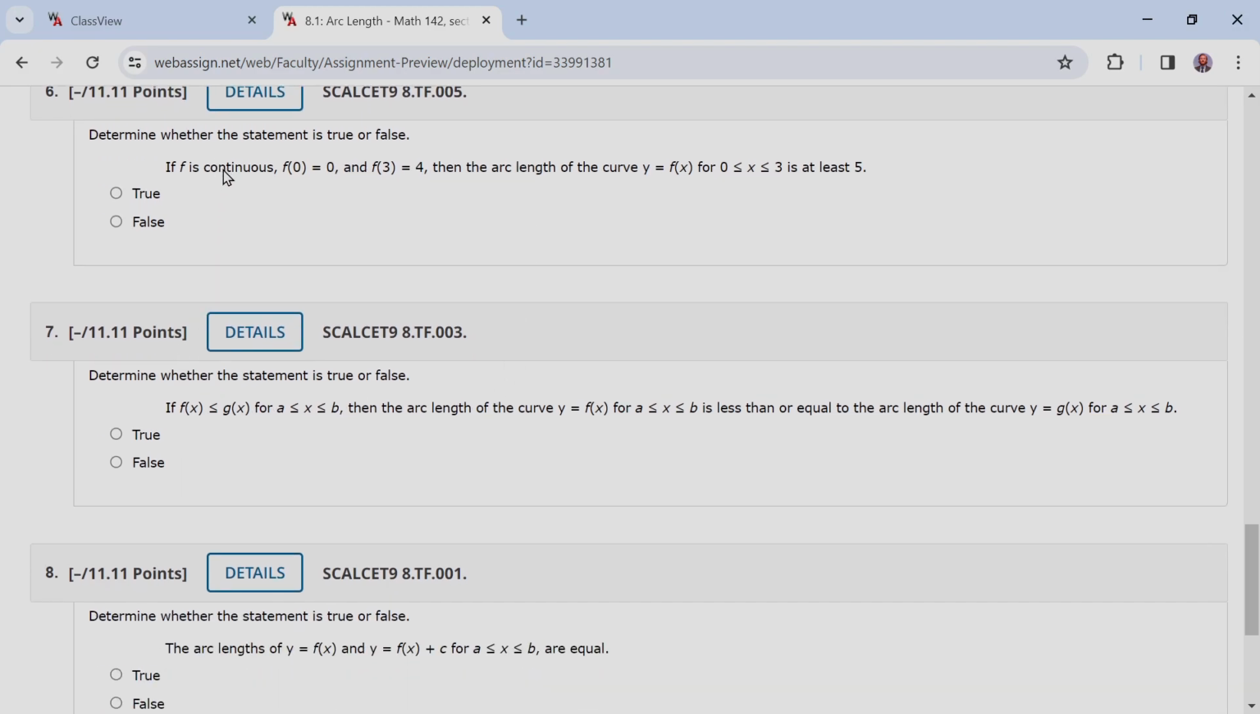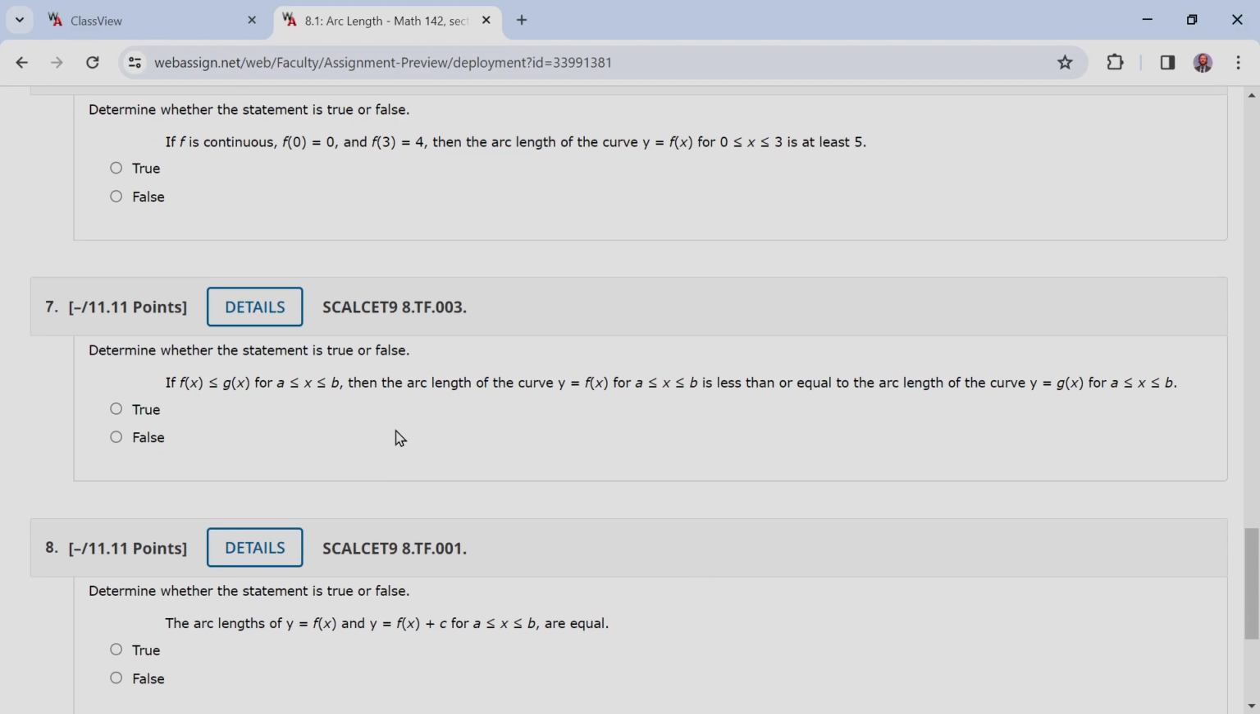By virtue of the continuity, right? The continuity is important here because you'd have to not pick up your pencil going from 0, 0 to 3, 4. Determine whether the statement is true or false. If f is less than or equal to g, then the arc length, oh no, that has nothing to do with it, right? I mean, g could be greater but be just a flat horizontal line and have the shortest possible arc length, where f could be lesser and just bouncing up and down and up and down and have this incredibly long arc length. So, yeah, that's totally false.